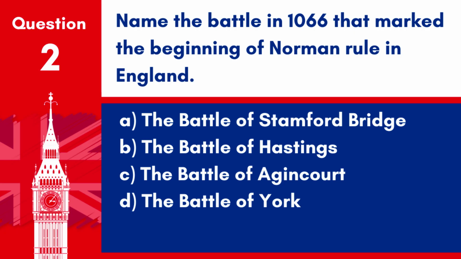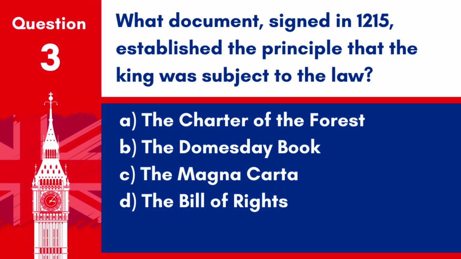Answer B. The Battle of Hastings. The Battle of Hastings in 1066 is where William the Conqueror defeated King Harold II, leading to Norman rule in England. Question 3. What document, signed in 1215, established the principle that the king was subject to the law?